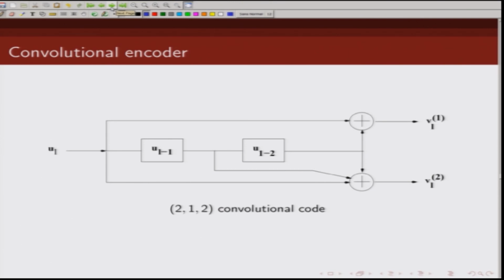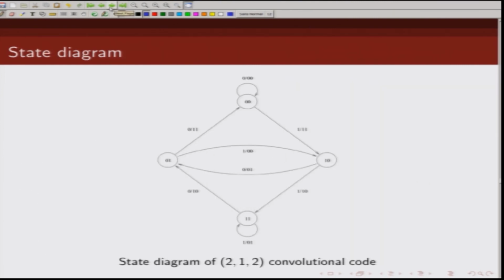We can see basically V_L1 is U_L plus U_{L-2}, and V_L2 is nothing but U_L plus U_{L-1} plus U_{L-2}. This is our convolutional code. Now, the state diagram for this convolutional encoder is given by this.